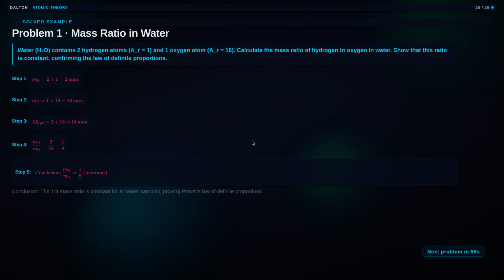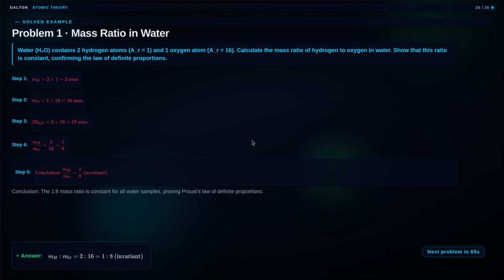Step 1. Mass of hydrogen in one molecule equals 2 times 1 equals 2 atomic mass units. Step 2. Mass of oxygen in one molecule equals 1 times 16 equals 16 atomic mass units. Step 3. Total molecular mass equals 2 plus 16 equals 18 atomic mass units. Step 4. Mass ratio H to O equals 2 to 16, which simplifies to 1 to 8.